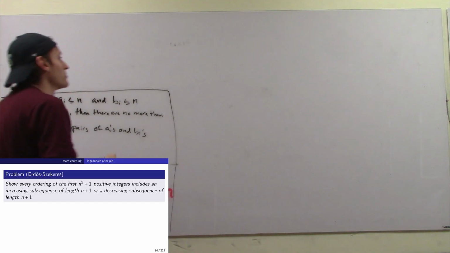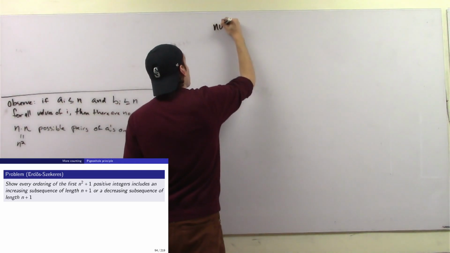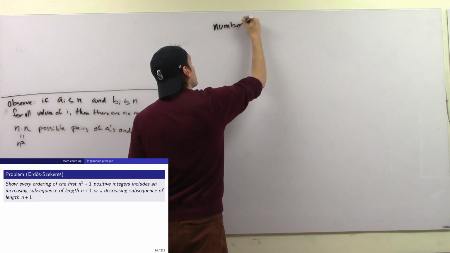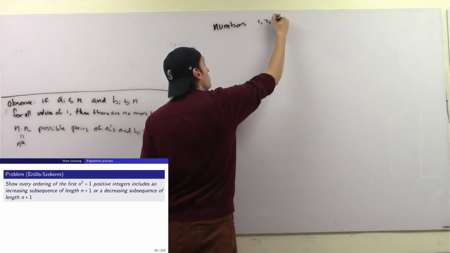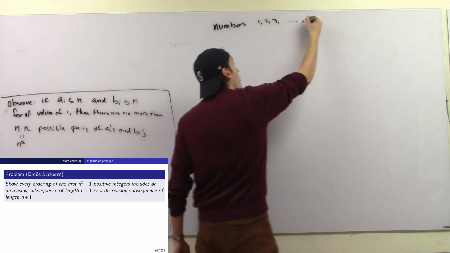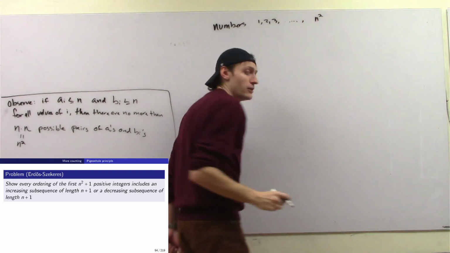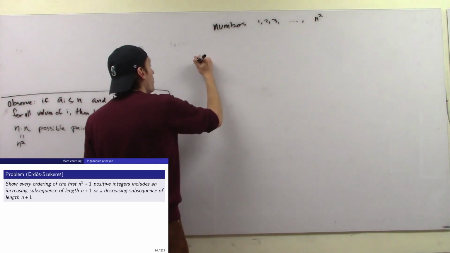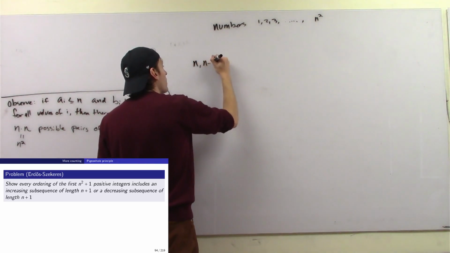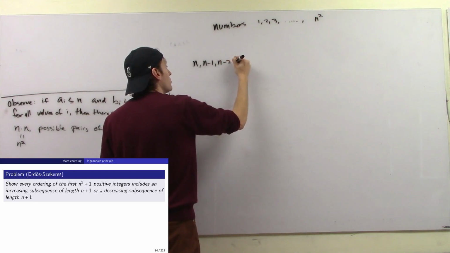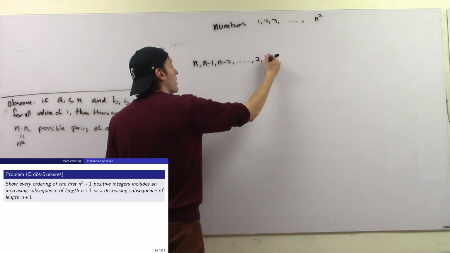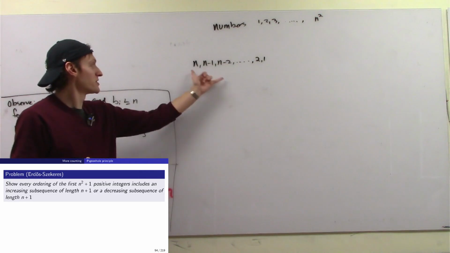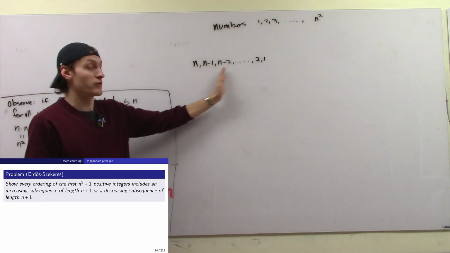So I have the numbers. If I'm given the numbers 1, 2, 3, all the way up to n squared, I'm going to arrange the numbers as follows. I'm going to have them go n minus 1, n minus 2, 2 down to 1. So I'm going to take these first n integers in reverse order.